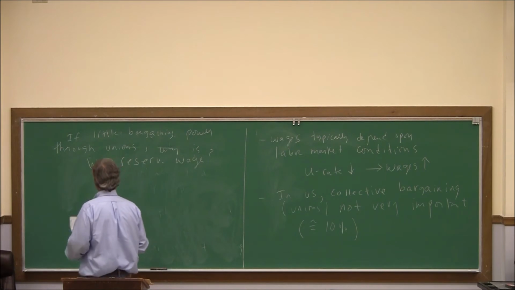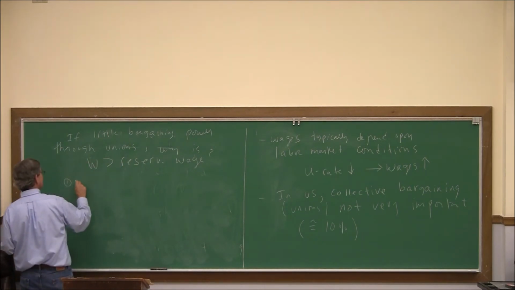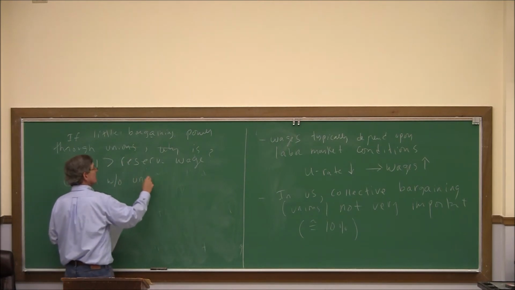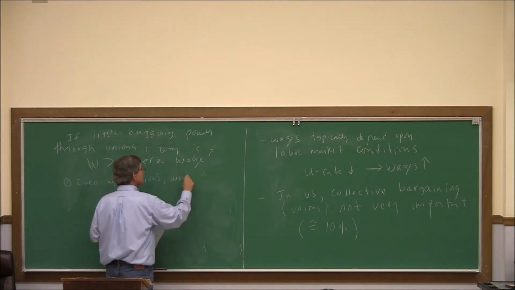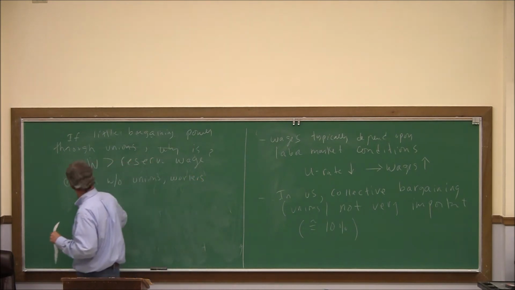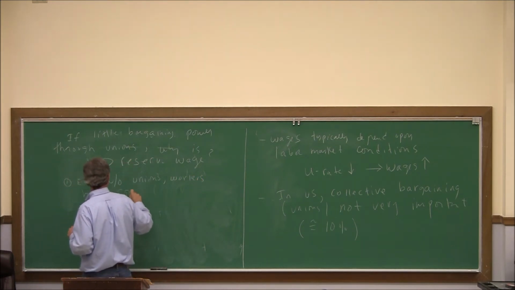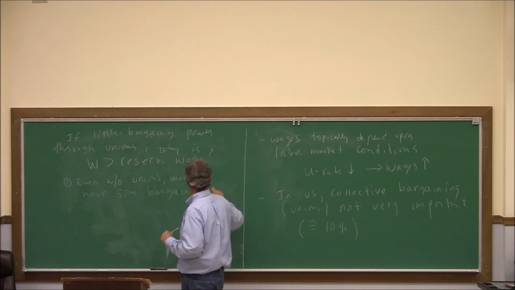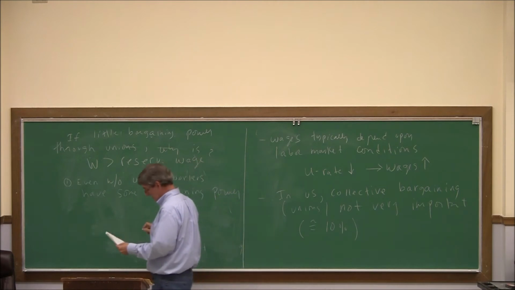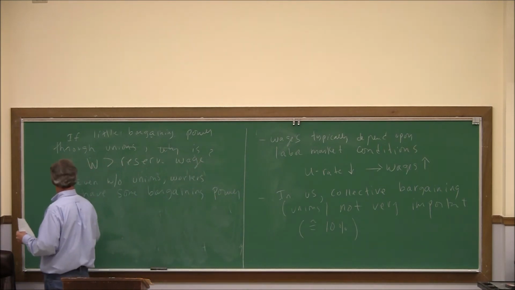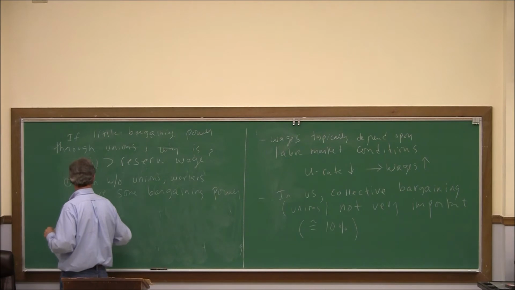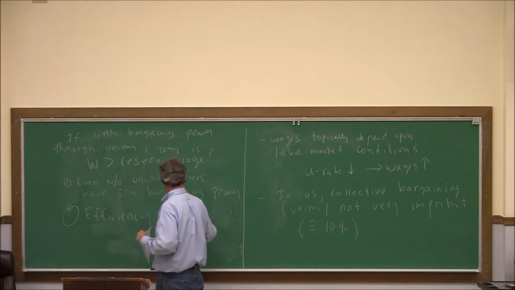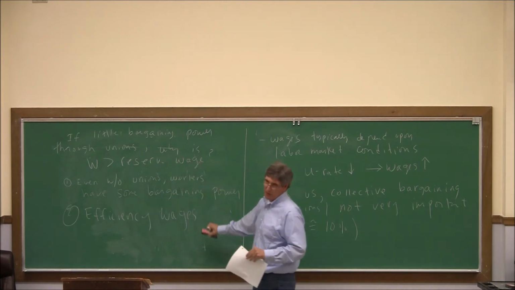And there's two answers. One is, even without unions, workers have some bargaining power. And secondly, and I'm going to talk about each one of these, so I just want to name them, there's something called efficiency wages. That's the old Ford story.